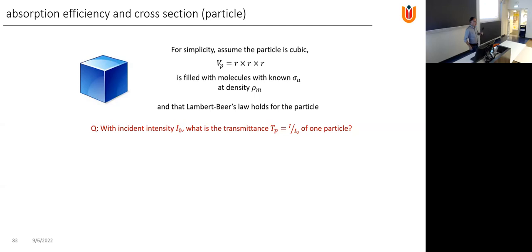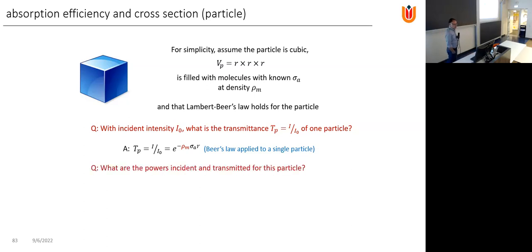So basically, the particle just behaves as a cuvette. So again, Beer's law. Again, the transmittance, I divided by I0, would be given by Beer's law. So we would have rho_m here, the density of the molecules, the cross section of the molecules, and now the length of the cuvette, the length of the particle. So this would be the transmittance.